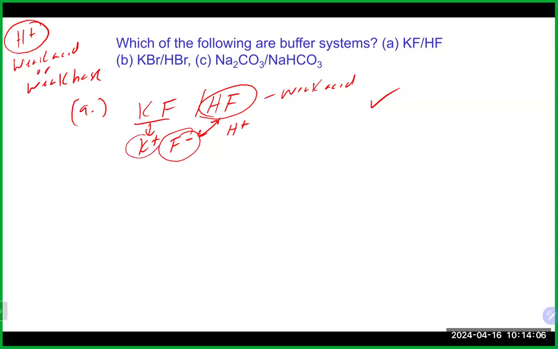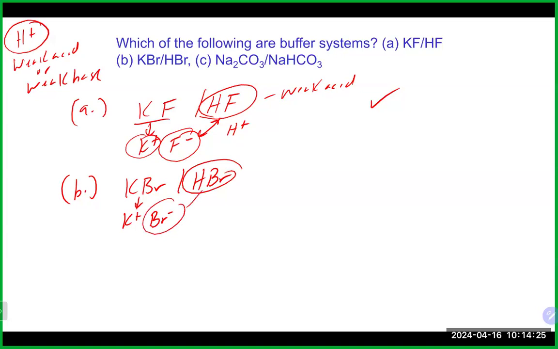Once again, the potassium is not doing much. It's just hanging out, and it's a neutral salt. When we look at B, we have KBr and HBr. So again, this is going to be K plus and Br minus. When we look at the difference between these two, it is an H plus. That is HBr, which is what type of acid? It is a strong acid. So could this be a buffer?